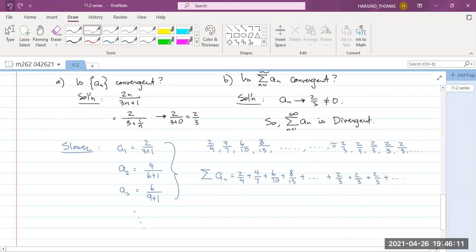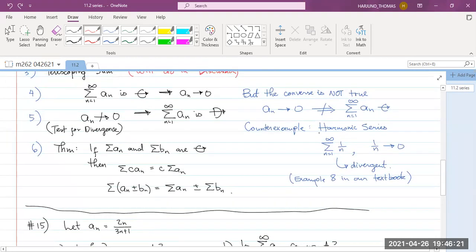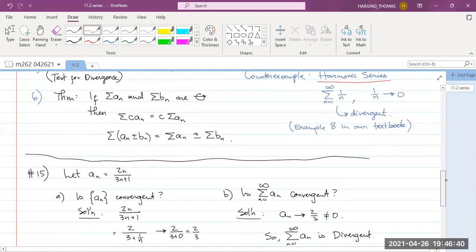Okay. But Thomas, what happens if we keep on adding terms that go to zero? Even that may not be good enough. Why? Harmonic series. It turns out that even though the sequence goes to zero, it goes to zero way too slow, such that the terms still add up to infinity.